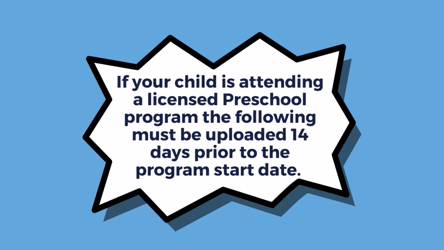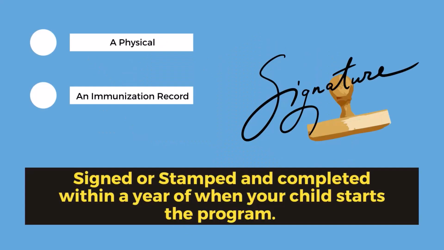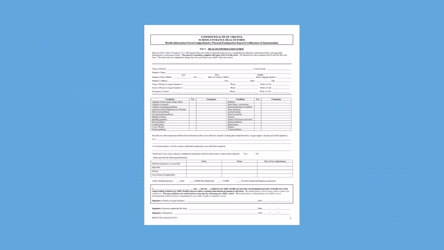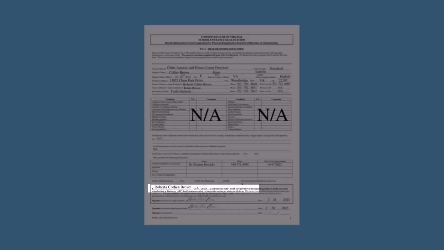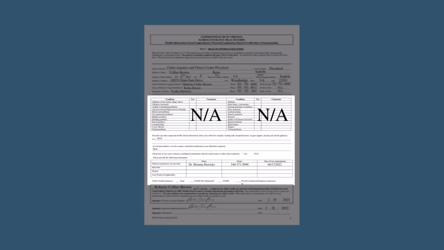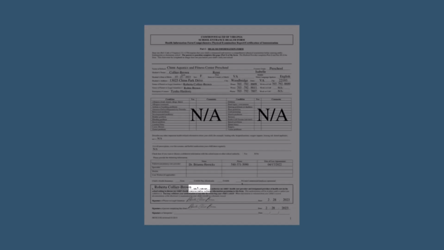A physical, which includes a physician's signature or stamp and was completed within 1 year of the program start date. An immunization record, which includes a physician's signature or stamp and was completed within 1 year of the program start date. A Virginia school entrance form can be completed to cover school entrance medical requirements. Yet, a physician must sign or stamp pages 2 and 4 of the form, and a guardian must complete page 1 and include their name, signature, and select the proper check boxes, and also denote if they do or do not want to provide medical authorization.